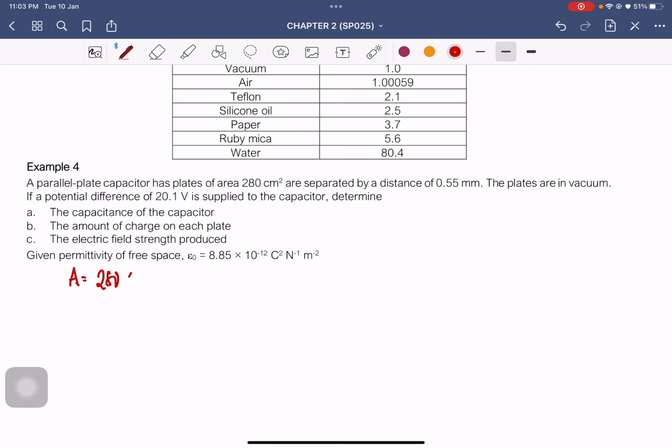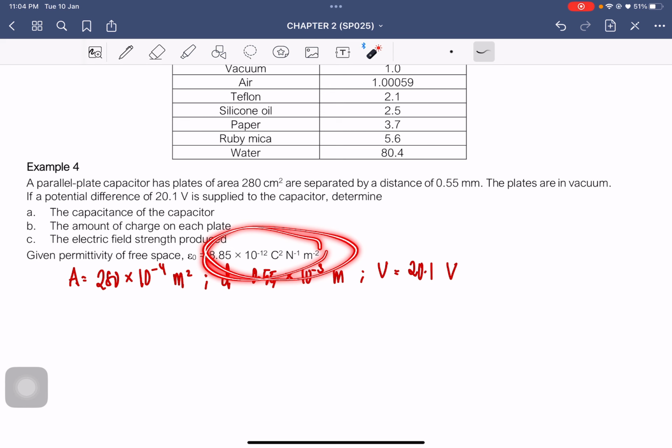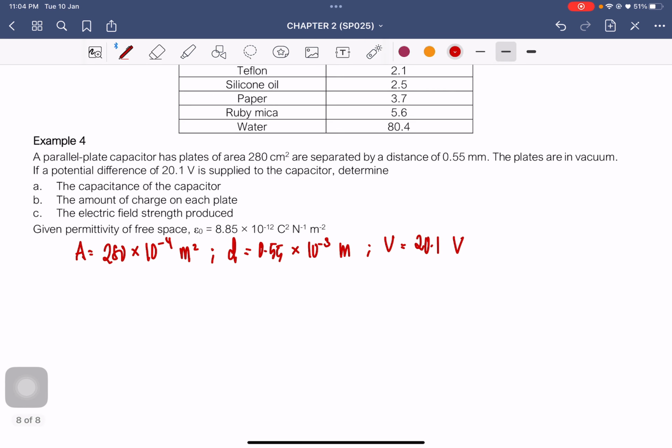Okay, so the information given is the area, which is 280 centimeters square. That is 280 times 10 to the power negative 4 meters square, separated by a distance of 0.55. That is the plate separation. So that is 0.55 times 10 to the power negative 3 meter. The plates are in vacuum. Potential difference is 20.1 volts. So this is basically all the information that has been given, including the permittivity of free space, which is this one.